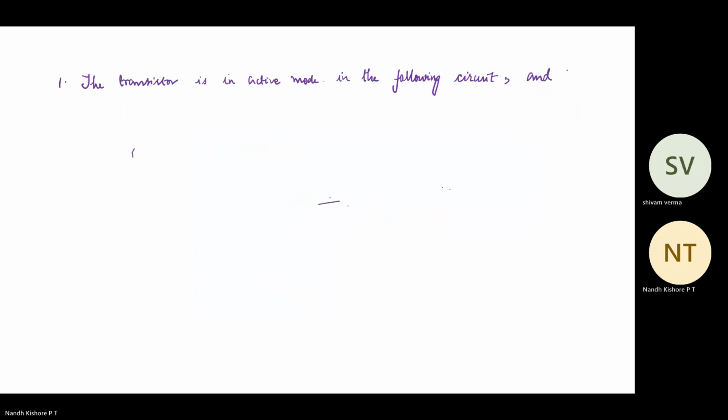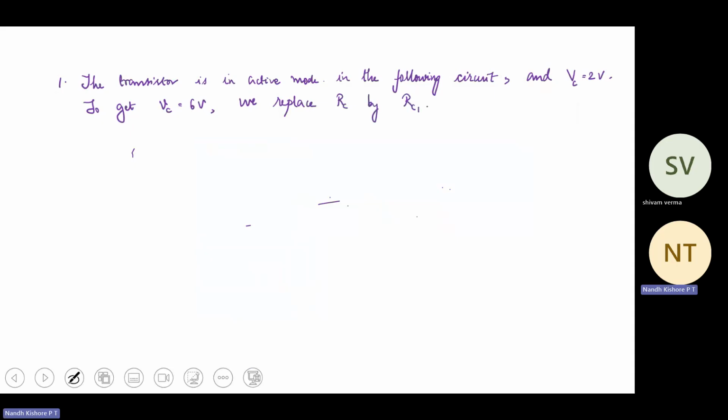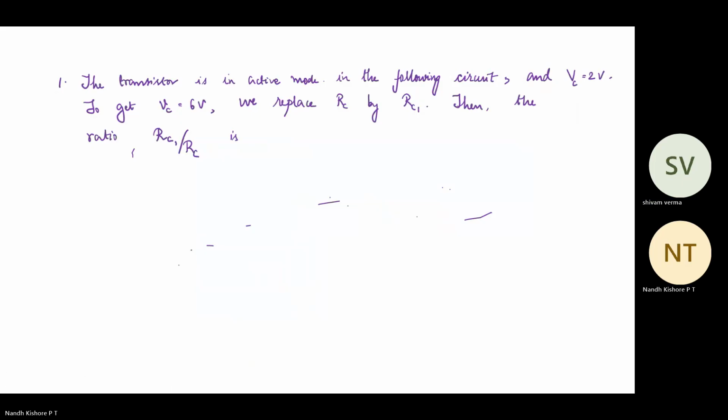And Vc equals 2 volts. To get Vc equal to 6 volts, we replace Rc by Rc1. Then the ratio of Rc by Rc1, or Rc1 over Rc, is dash.